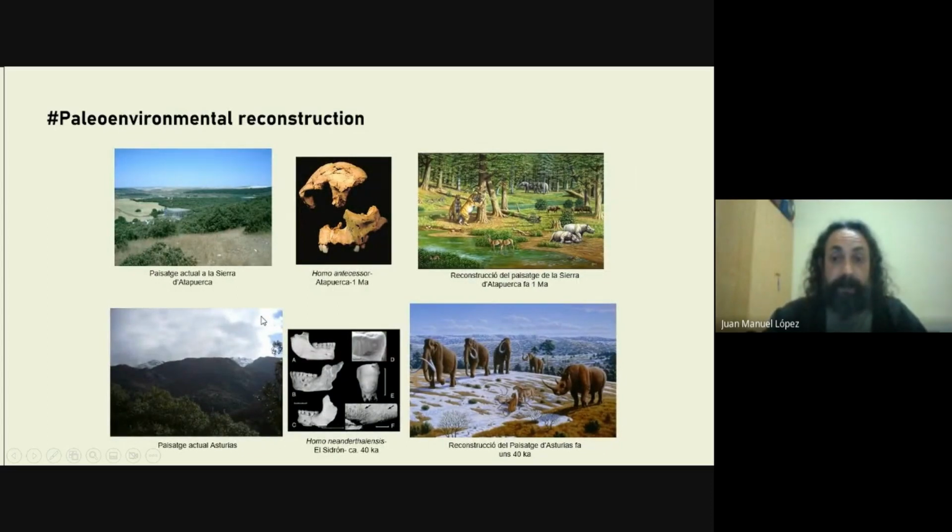Well, with that, we can reconstruct the past environments of the archaeological site that we study with a small mammal association. For example, this is the current environment in Sierra de Atapuerca. This is the reconstruction 1 million years ago, and the remains of Homo antecessor. And this is the current landscape in Asturias, in northern Spain, where there are a lot of Neanderthal remains at El Sidrón. And this is the reconstruction of the landscape in the late Pleistocene, when the humans accumulated.